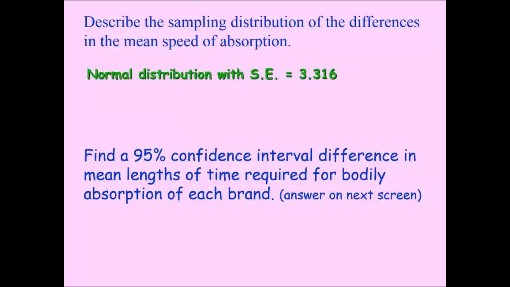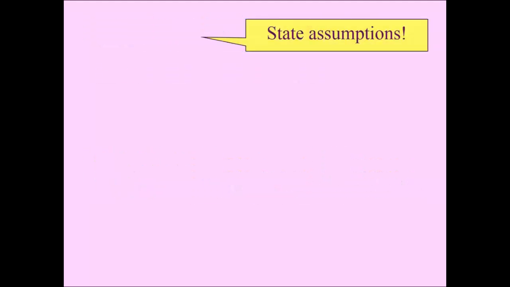Okay, so we just calculated this as far as our normal distribution goes. The second task is to create a 95% confidence interval for the difference in the mean lengths of time required for the absorption of each brand. We're going to go through the mechanics first, and then I'll go back and show you how to set it up using your calculator, how to type in these numbers and get the same thing that I'm setting up on the screen here.